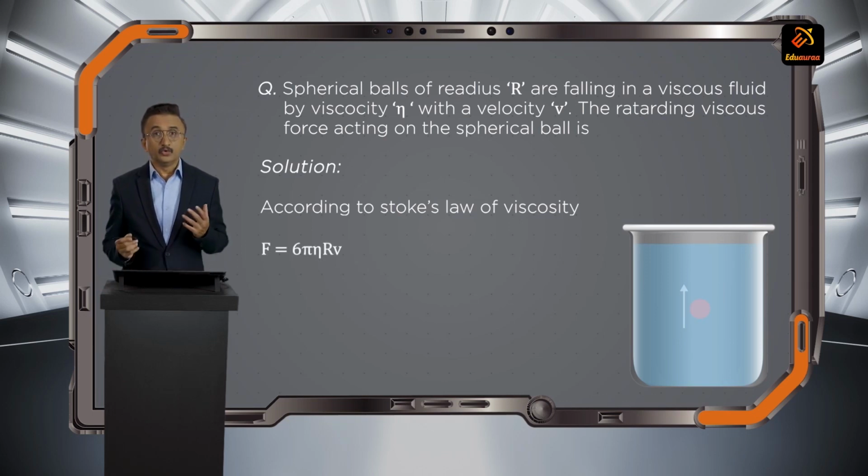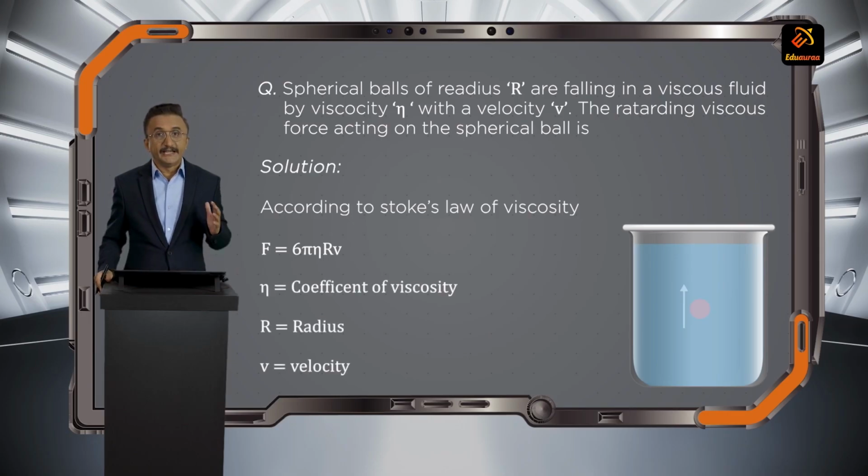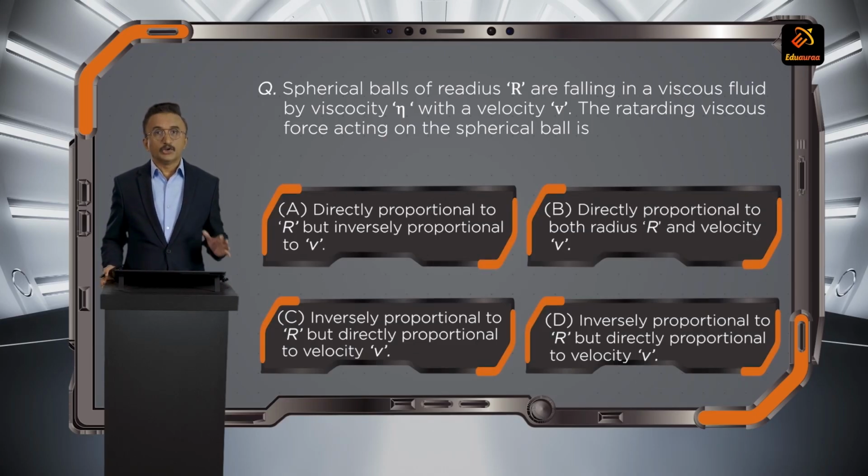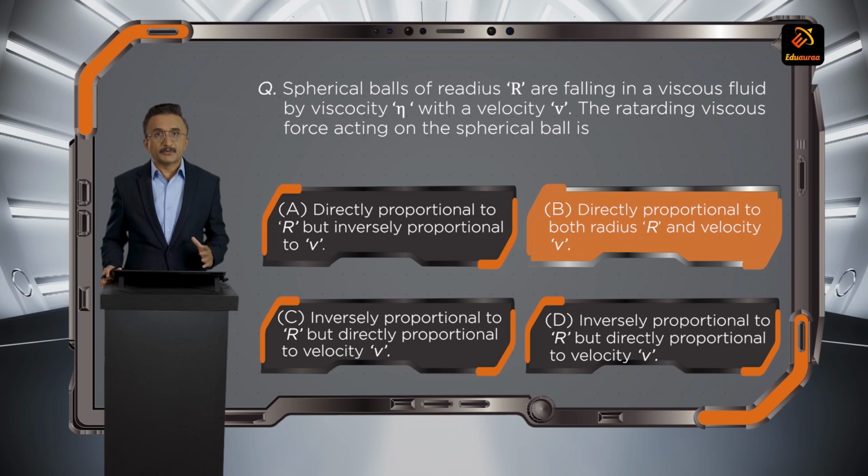F is equal to 6 pi, which is constant, eta r v, where eta is the coefficient of viscosity, r is the radius, and v is the velocity. So this viscous force is directly proportional to both r as well as v. So the correct option is option B. It is directly proportional to both r and v.